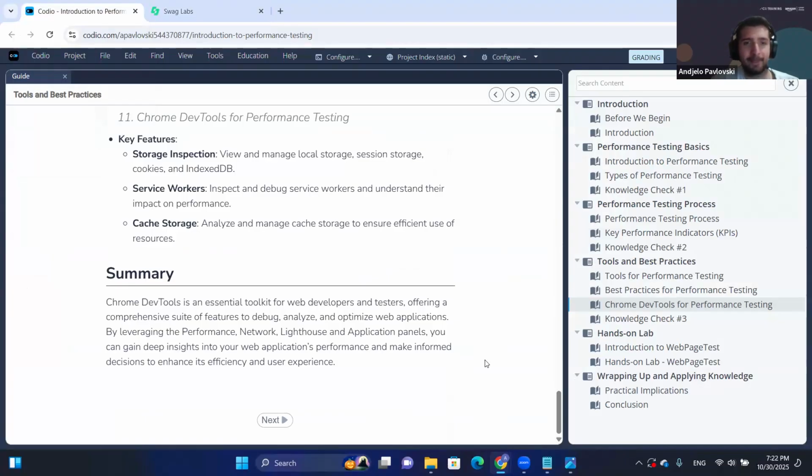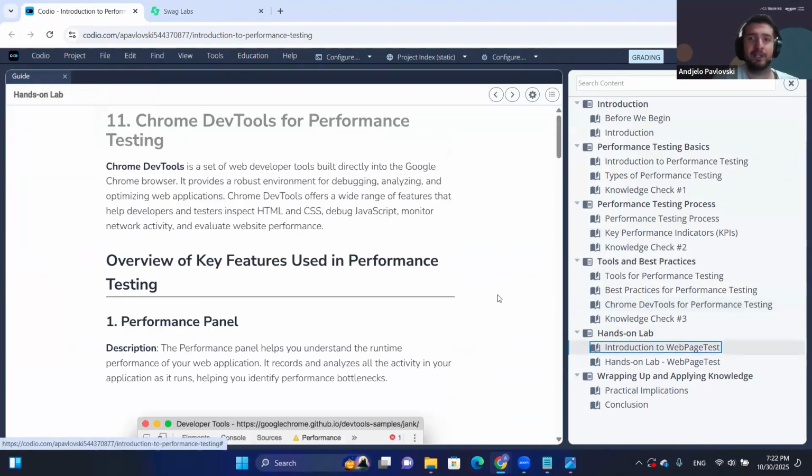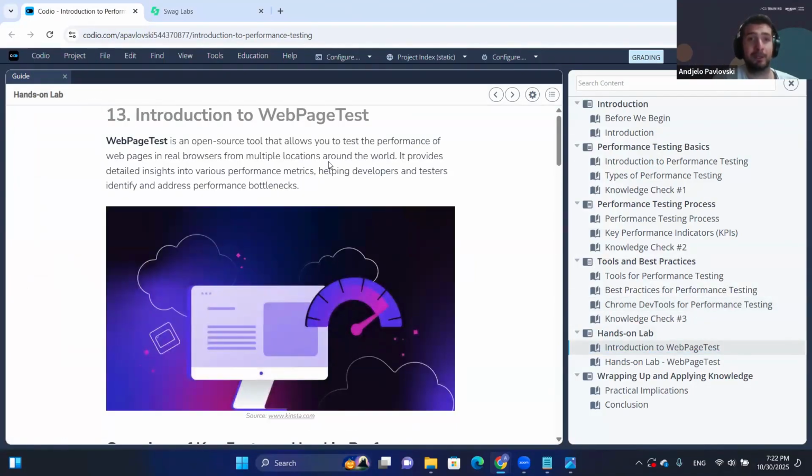Okay. If we don't have any questions for the Chrome DevTools for performance testing, I think we can move on to the hands-on lab right now, which we will do on WebPageTest. So what is WebPageTest? It is basically a free performance testing tool.